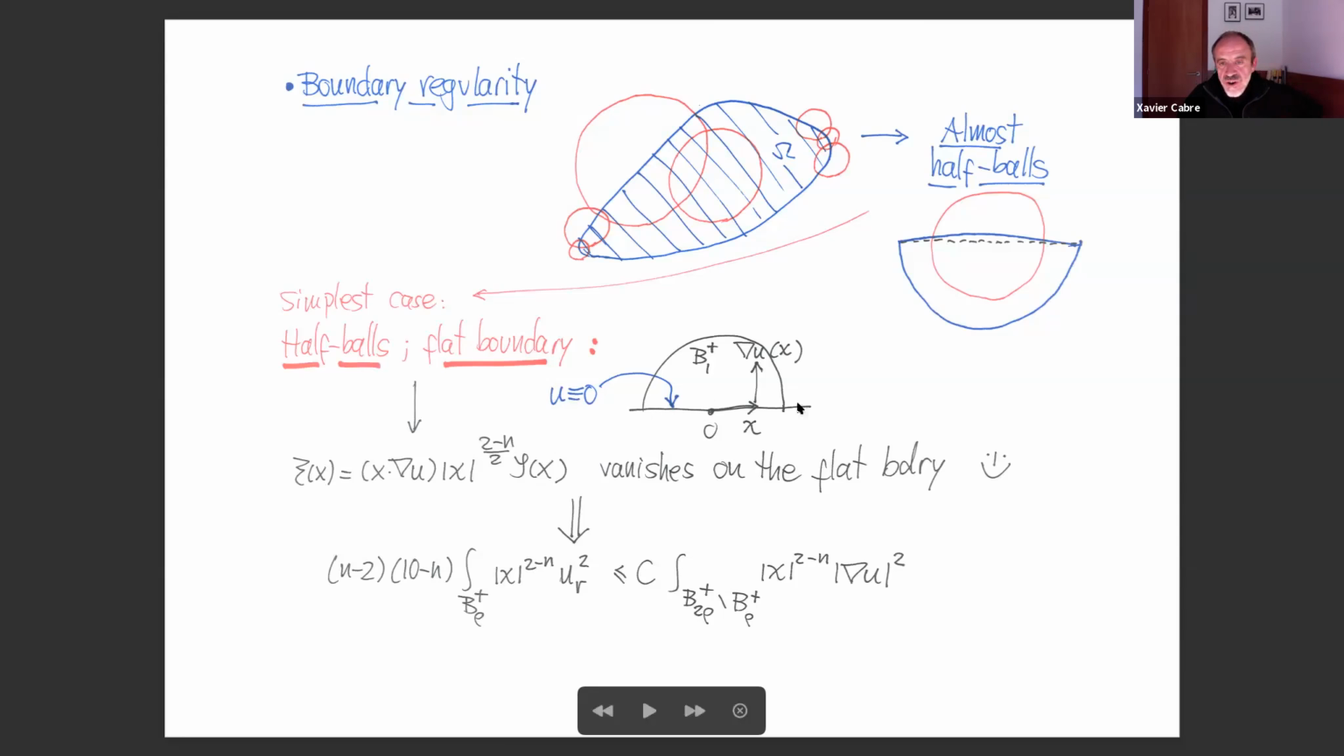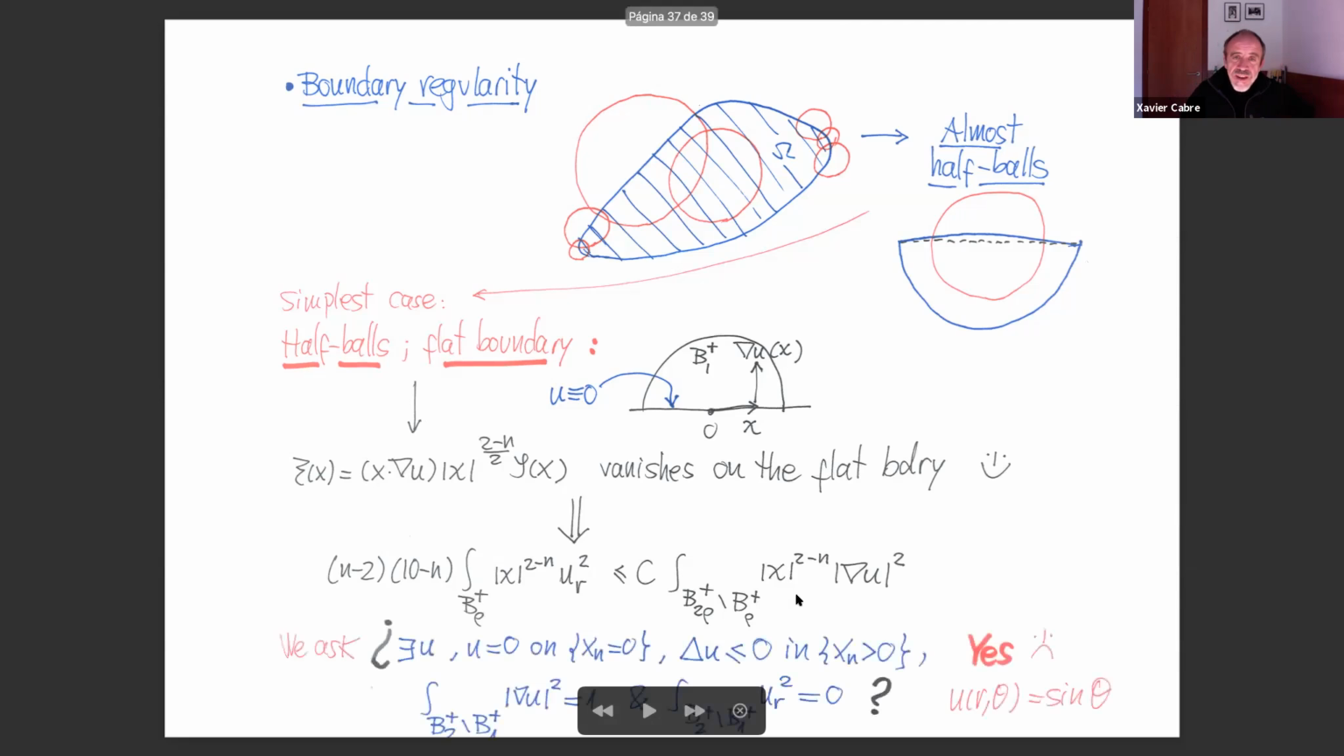Because if u is 0 on a flat boundary, x dot grad u is also 0 because it's a radial derivative along the flat boundary. And remember that the test function must vanish on the boundary, but the power does not vanish, and neither does the cutoff, because you want to arrive at the boundary. But we are saved because this is bounded, because this vanishes on the flat boundary. When the boundary is not flat but almost flat, we have to modify this, and technically it is a kind of pain. But we can do it and get a similar thing.